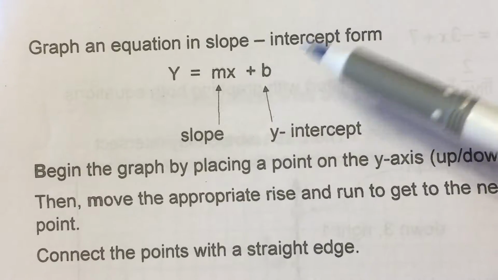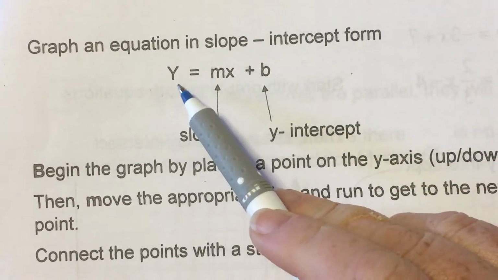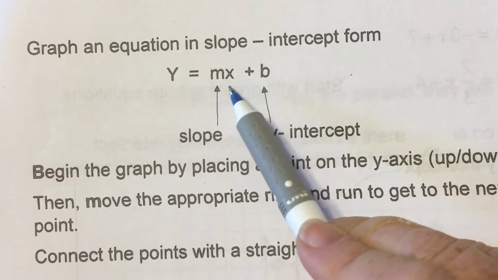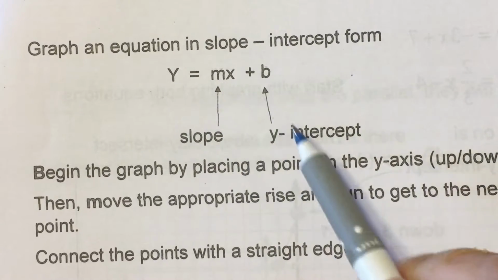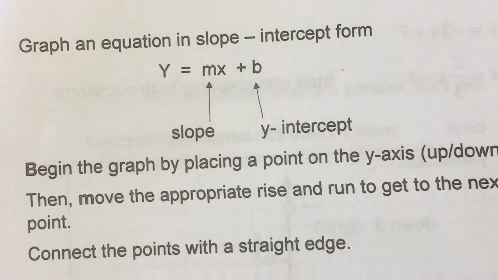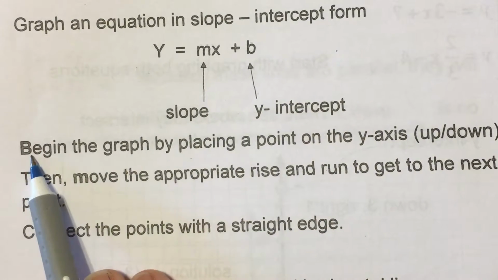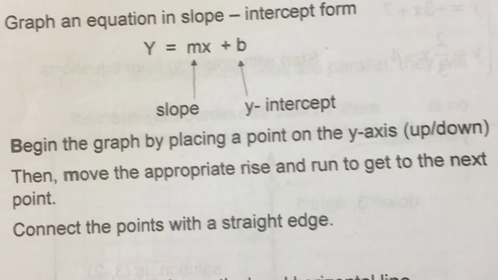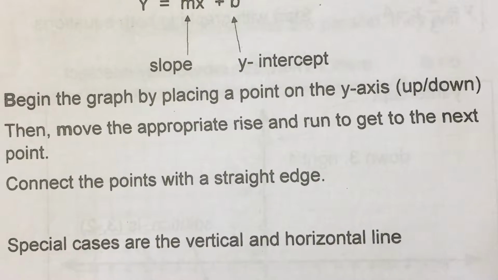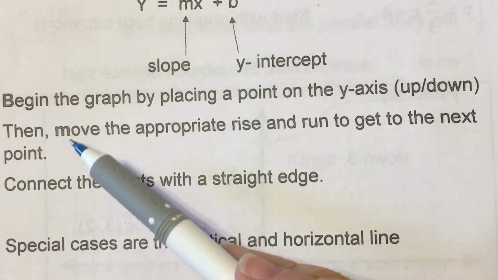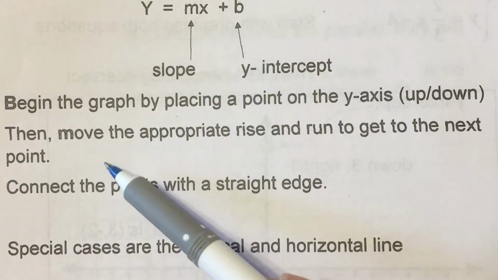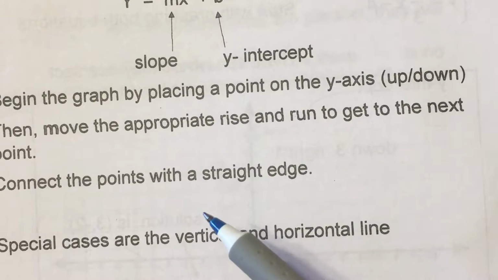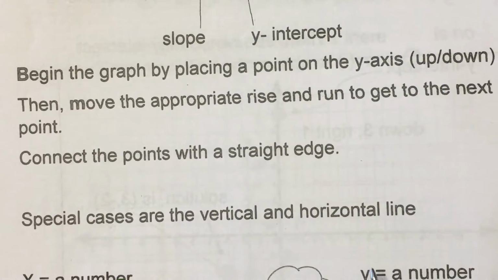Of linear equations, I wanted to just remind you of the general equation in slope-intercept form. Y equals mx plus b, where m is your slope and b is your y-intercept. I like to say that the b helps you remember to begin the graph by placing a point on the y-axis, which is your up and down line. Then m, for your slope, is to move the appropriate rise and run to get to the next point. Then you'll connect the points with a straight edge.